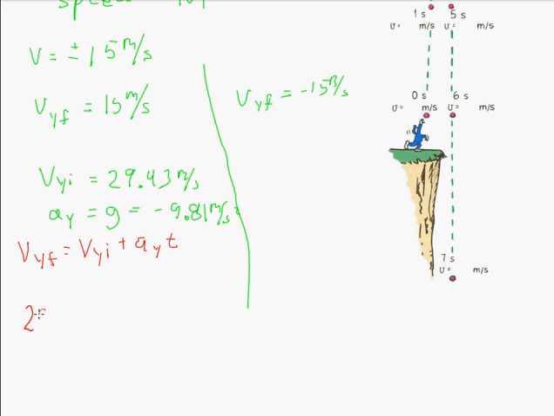Let's go 29.43 meters per second equals VYI plus, oh, I do know this. Oh, sorry, guys. Let's erase this real quick. I know my VYI. Oh, my goodness, I am making tons of mistakes. Let's start over. Again. All right.